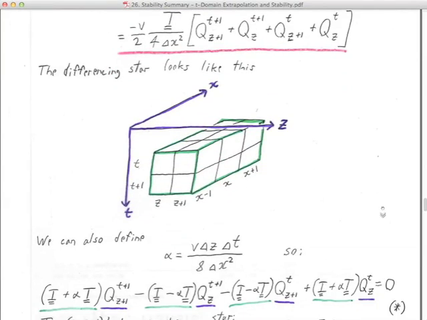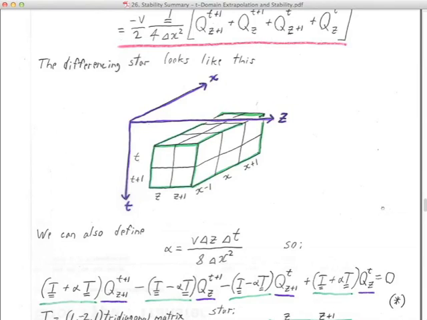So the differencing star looks like this, and I'm just pulling out what you use for one x value to get the horizontal derivative, the x direction second derivative at x, wherever that is, somewhere between 0 and n. So it's a three-dimensional differencing star: 2 in z, 2 in t, and 3 in x. First order derivatives in t and z, second order derivative in x. But you can see it lives in this three-dimensional space, so it's convenient to have that vector form.